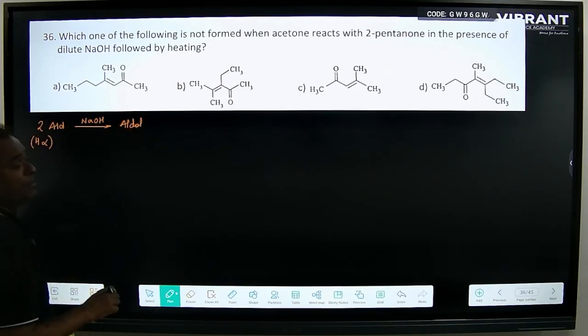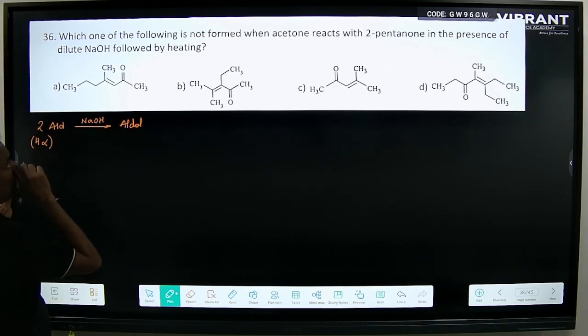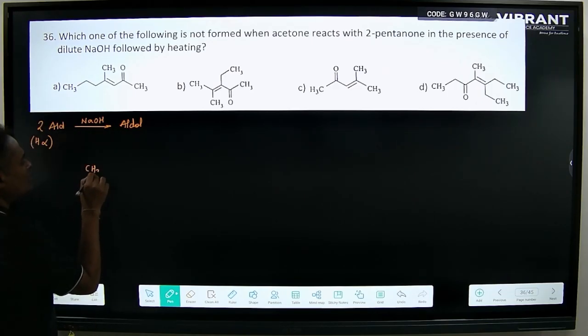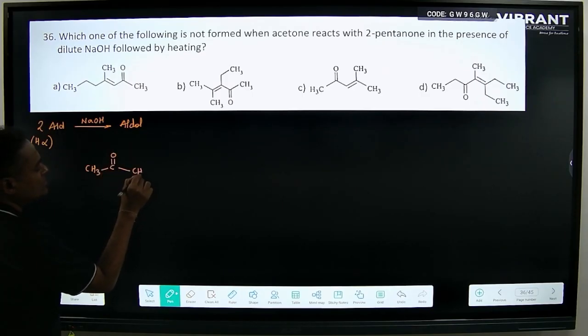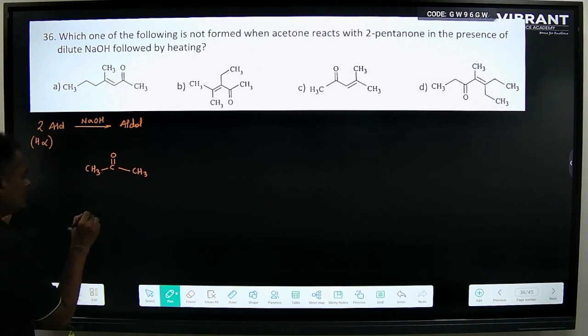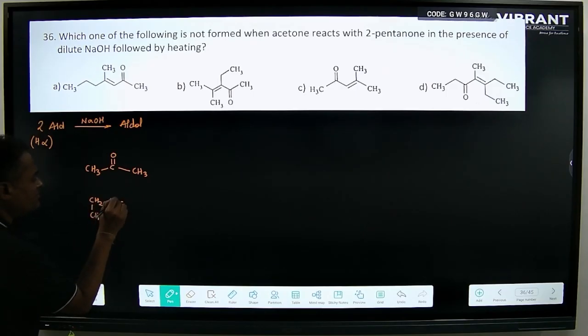Now, point number 2, which two compounds have they told? One is acetone, so I'll write acetone over here. Second, they have given us pentane 3-one. I have written it in a somewhat different way, child. It's pentane 3-one.